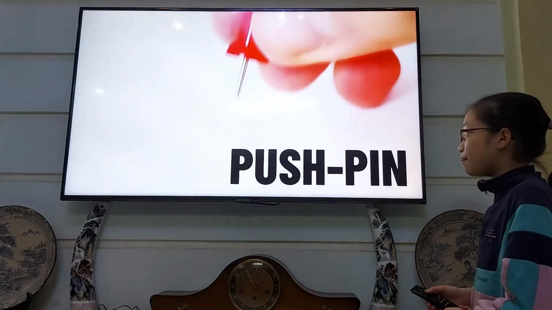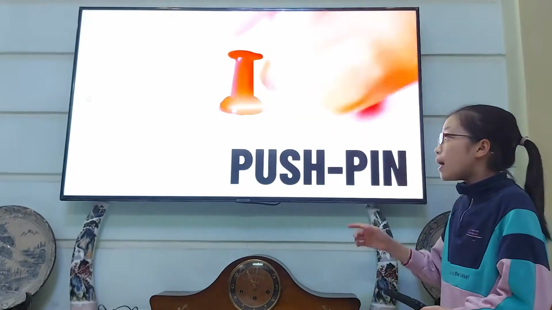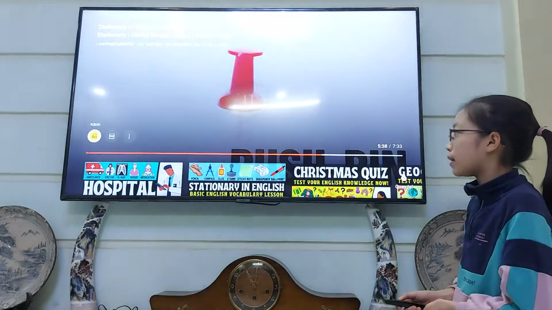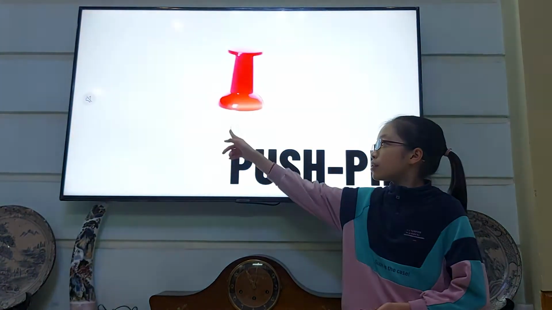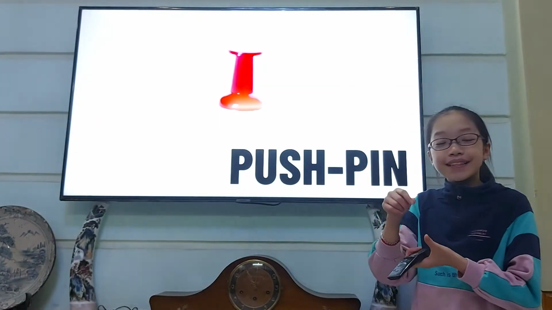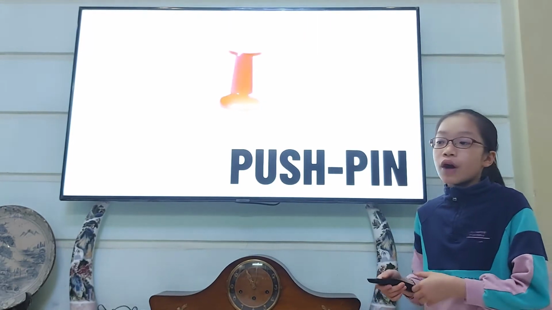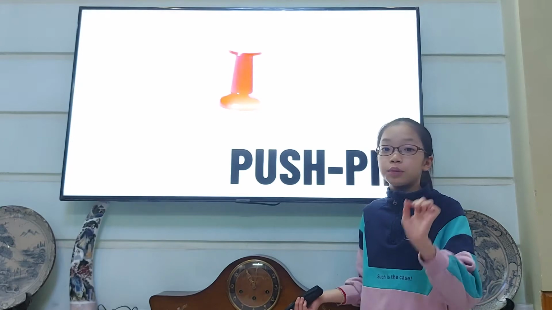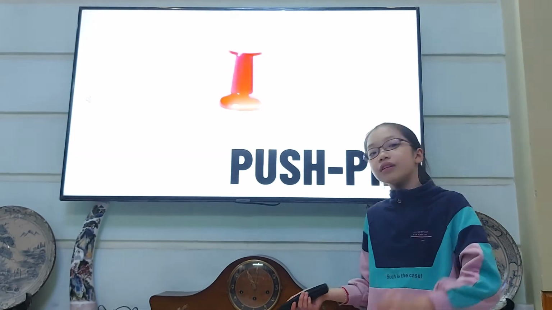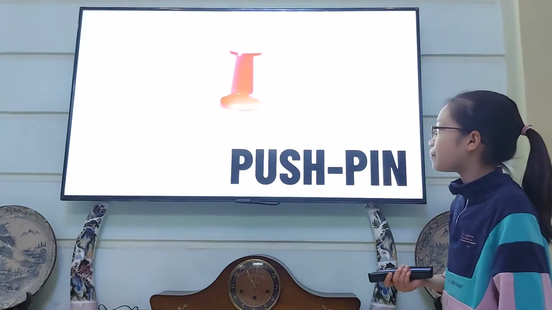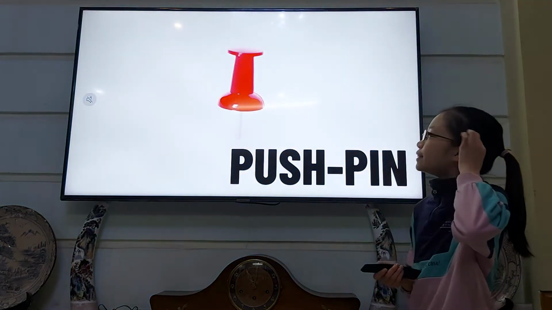We have a push pin. Yeah, the push pin is really useful. But be careful with push pin because it has this really needle. It's kind of like a needle and it's really sharp. So be careful with push pin. Well, I do have push pin and I used to push some paper on a board. Really useful, a push pin. Also a kind of stationery.